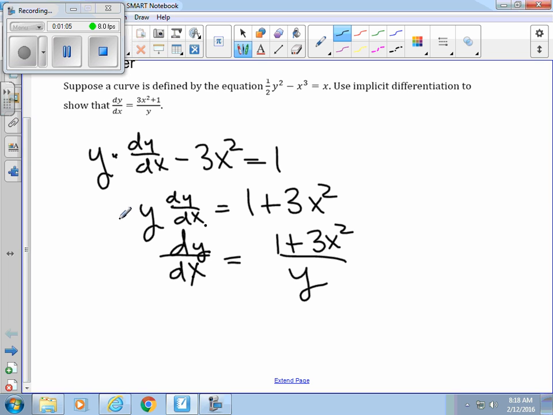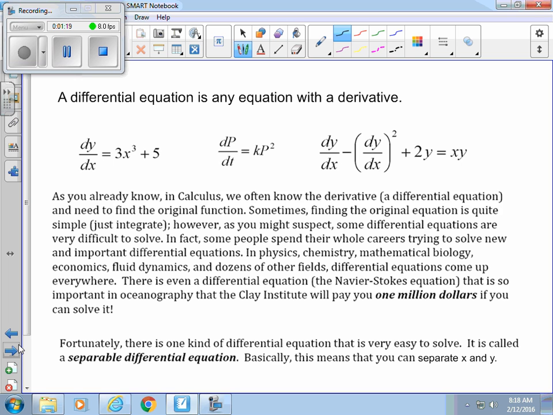Today we're going to go backwards. We're going to learn how to go from this back up to this. So we're going to solve what's called a differential equation. A differential equation is any equation involving a derivative. Dy dx equals 3x cubed plus 5. Y'all could probably go backwards on that pretty easy without much effort.